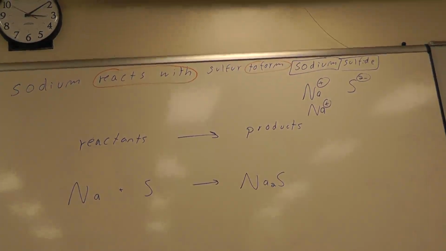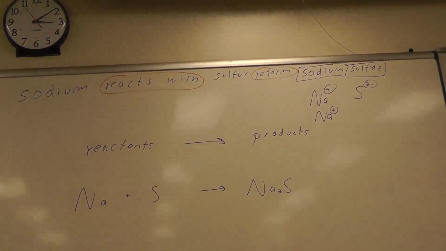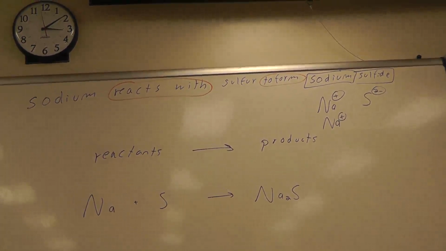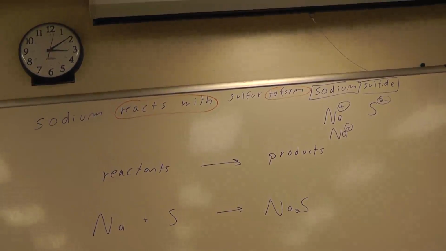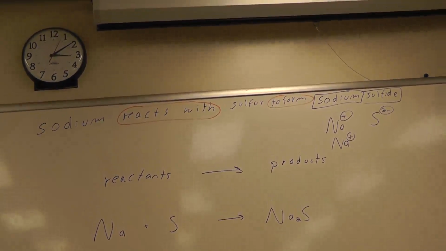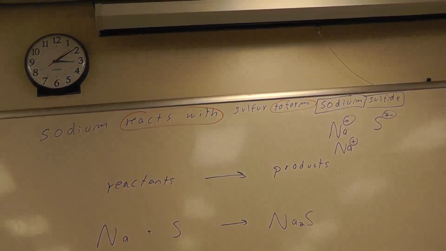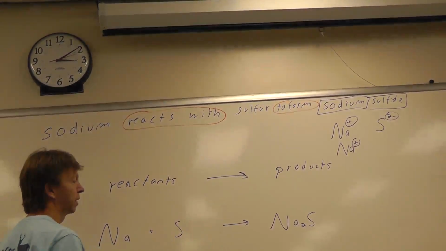And that formula Na2S has nothing to do with the reaction. That formula Na2S is coming straight out of your nomenclature system. That's just what sodium sulfide is, no matter what you're doing to it. Question about that formula? It comes based on the charges. Now we have the chemical reaction. Sodium reacts with sulfur to make sodium sulfide.